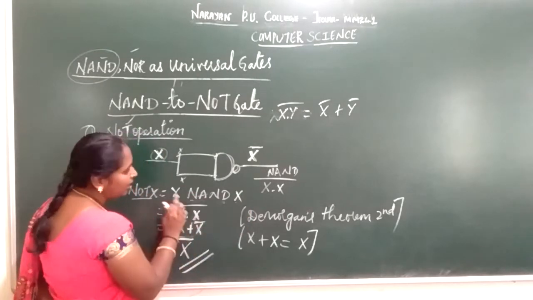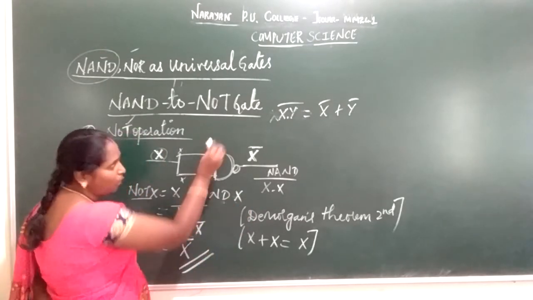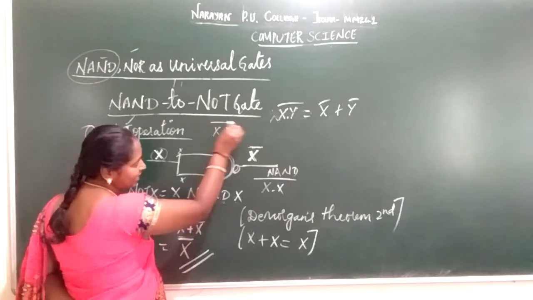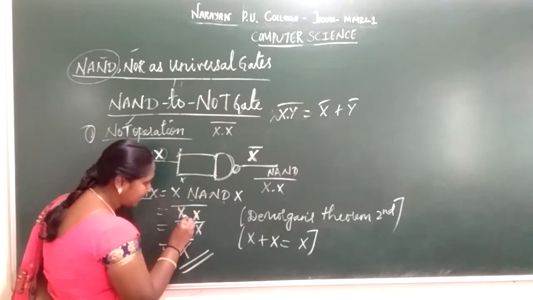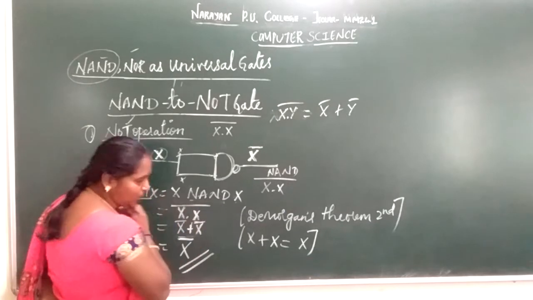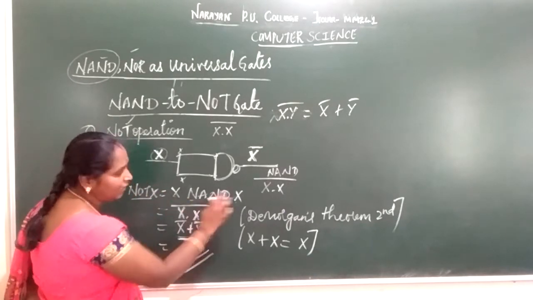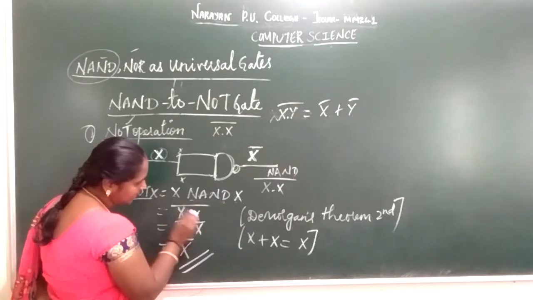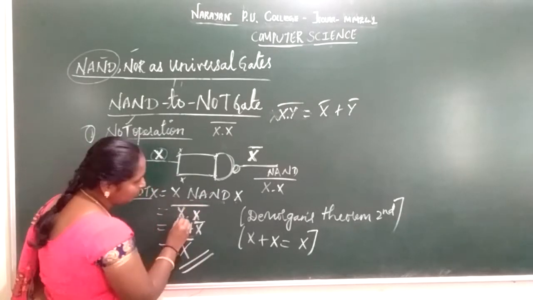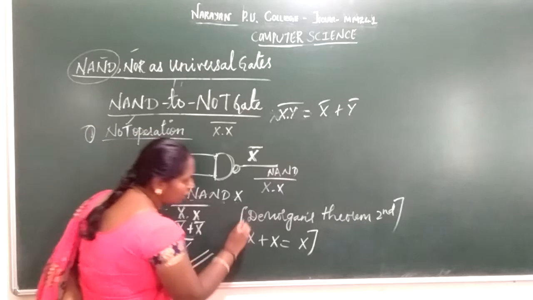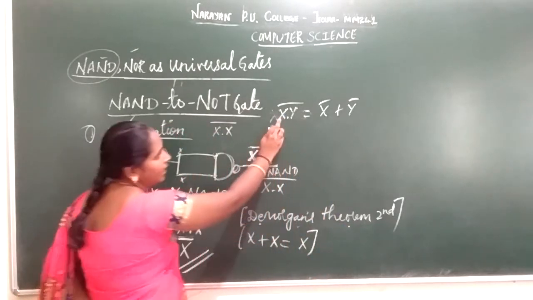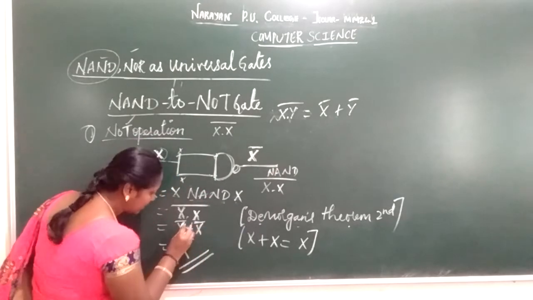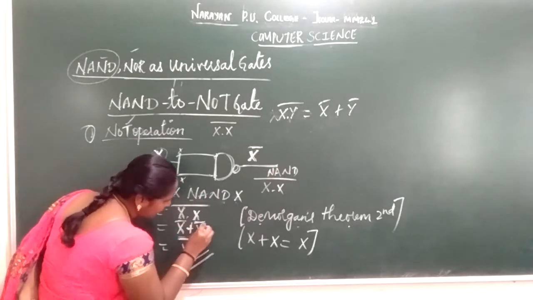Here x NAND x: the AND is x into x, and NAND is just the complement. So x into x, complemented, is x NAND x. Symbolically I have written x into x whole bar as the NAND gate. According to De Morgan's theorem, x into y the whole bar is equal to x bar plus y bar, so it is written as x bar plus x bar.